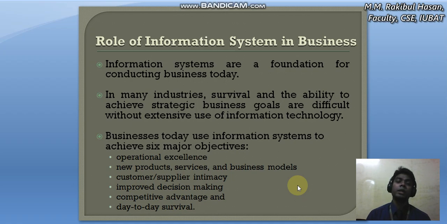Right. Then the third point, customer supplier intimacy. Intimacy means the relationship between customer and supplier. You can use a CRM, customer relationship management system, which is one kind of information system. Like when you purchase any product from any good brand, they keep your mobile number or email address, and from time to time they give you updates about their product price, about discounts, and even on your special occasion they wish you, isn't it?